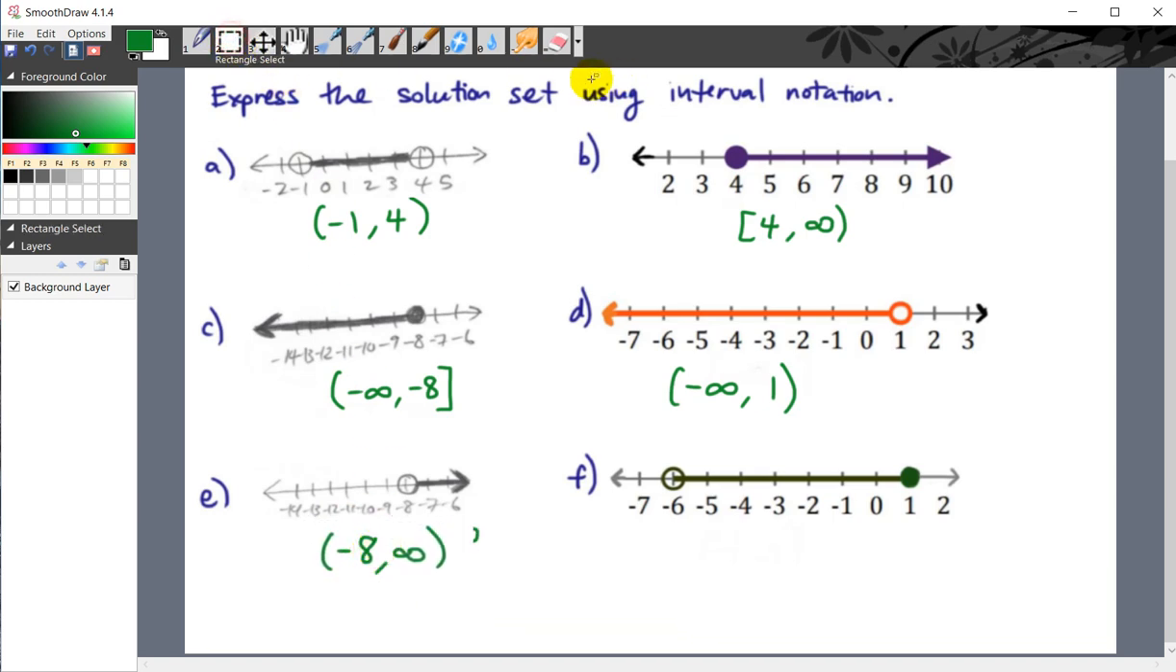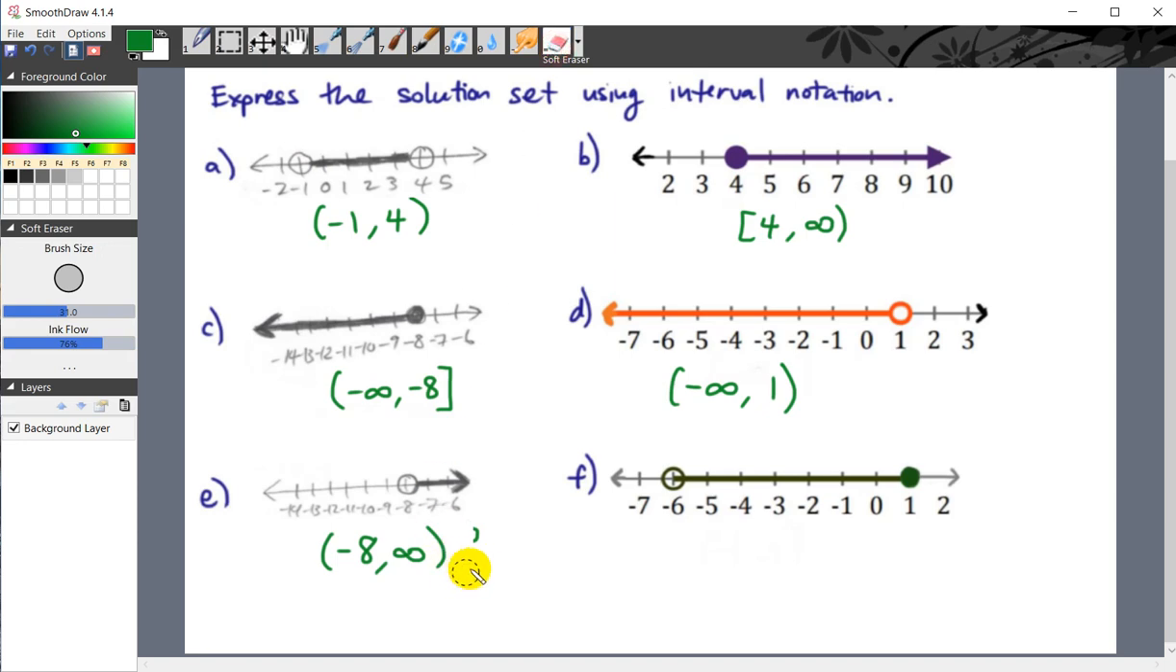Okay, let's look at letter F. For letter F here, as you can see, this interval is restricted. So it doesn't go off to positive infinity, nor does it go off to negative infinity. So it's restricted between what we see here. So one way that we can represent this is something like -6 is less than x less than or equal to 1.